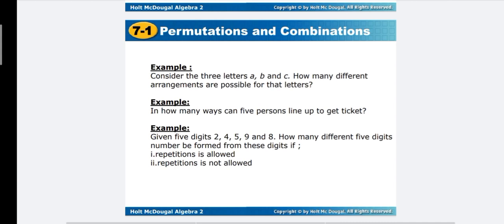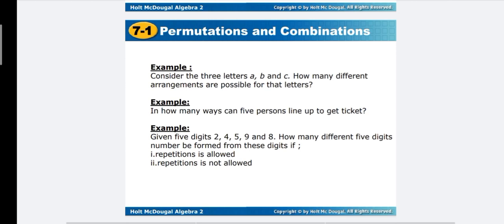So in this case, we will proceed with without repetition. In how many ways can 5 persons line up to get tickets? Ada 5 orang line up, dia kena beratur. So sebab tu kita guna permutation, sebab kena buat ordering, kena buat arrangement. So it will be 5 multiply 4. Kita akan ada 5 tempat kosong kan, sebab ada 5 orang. 5 multiply 4 multiply 3 multiply 2 multiply 1, ataupun 5 factorial.